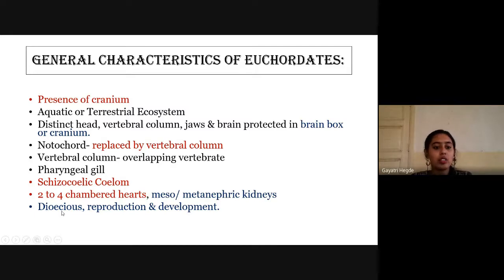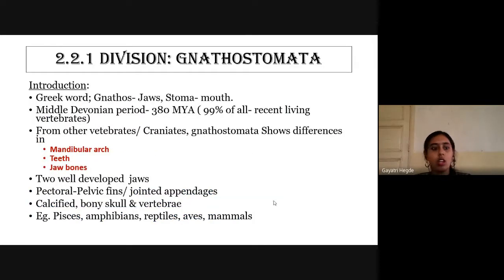And they can be dioecious, meaning sexes are separate. Male and female animals will be separate. And reproduction is always and always sexual. In eukaryotes, reproduction is always sexual, but development can be direct or it can be indirect. Indirect means larval forms will be there, they will undergo metamorphosis in order to achieve adult form. Okay, this is your second lecture, therefore I am giving you a revision through this.